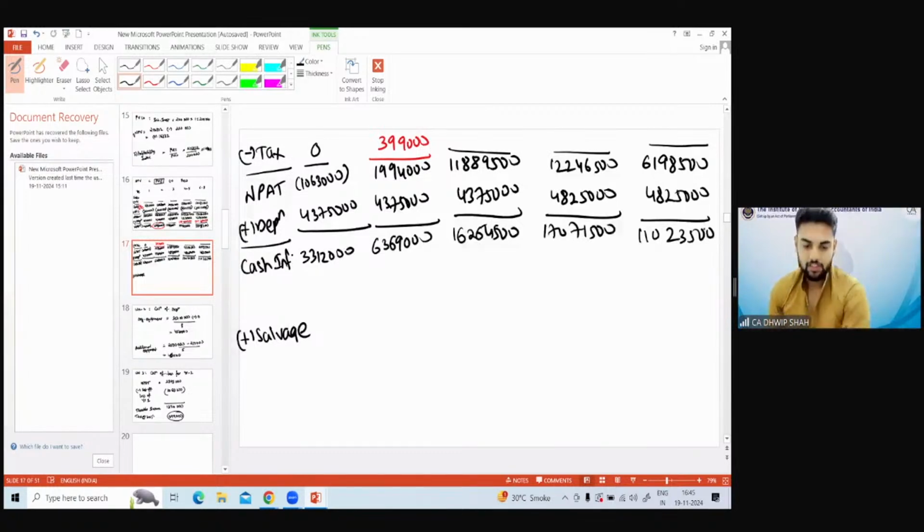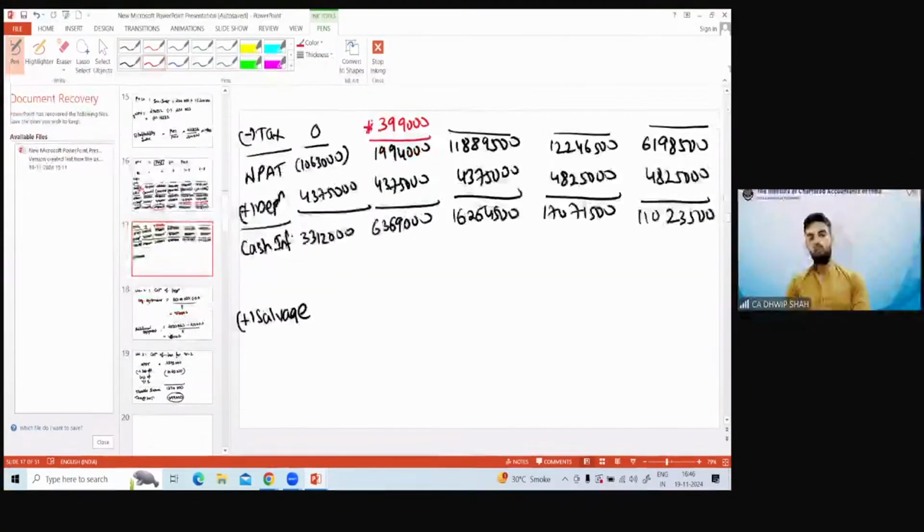Any queries, friends? Did you understand this part? This is very important. Taxation. This was the unique point of this question, that losses of 1 year need to be set off against profits of another year for calculating the tax amount. Understood?